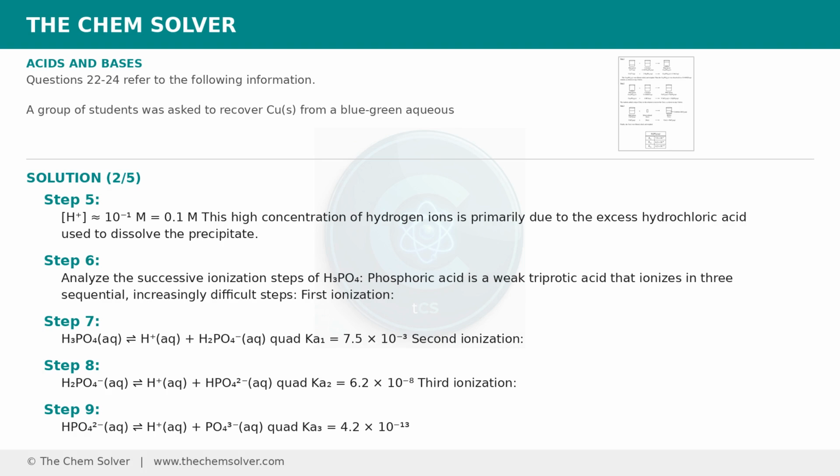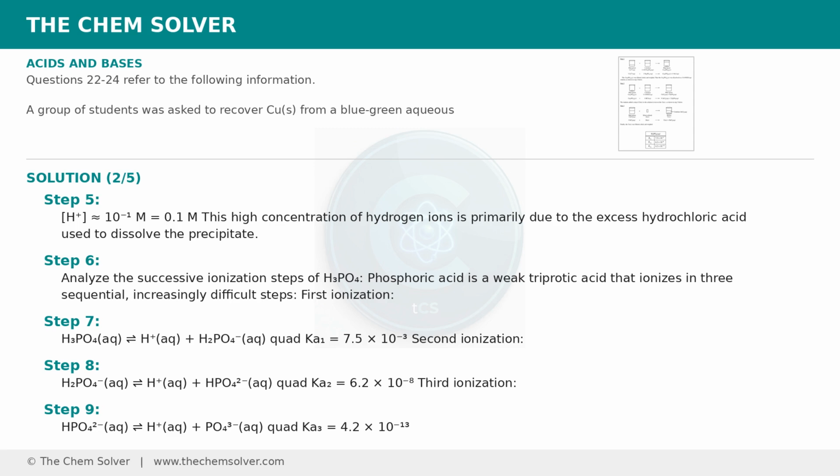Analyze the successive ionization steps of H3PO4. Phosphoric acid is a weak triprotic acid that ionizes in 3 sequential, increasingly difficult steps. First ionization: H3PO4 is in equilibrium with H+ and H2PO4-, Ka1 equals 7.5 times 10 to the power minus 3.